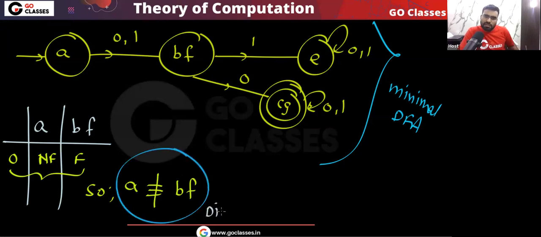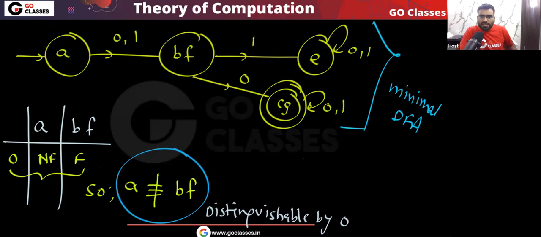Yes or no? Is this clear? They are distinguishable by string 0. So very simple point. And what about A and E? Let me know, what can you say about A and E? So let's check A comma state E. You can easily see which string will distinguish them. That is, for example, 0 0. Yes or no? A will go to final and E will go to non-final. So very simple.